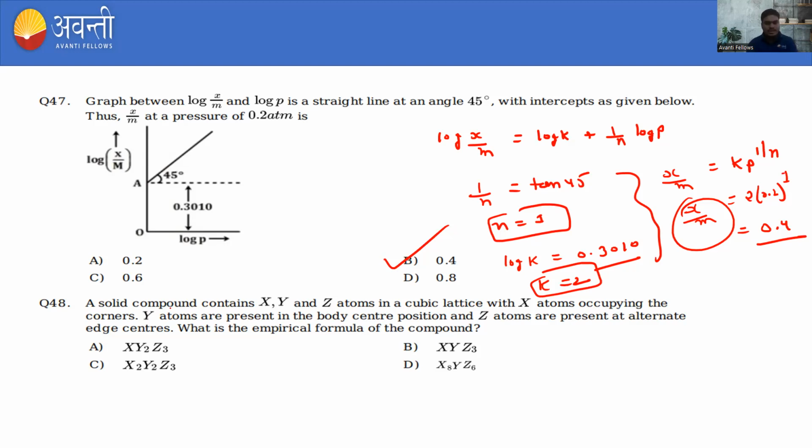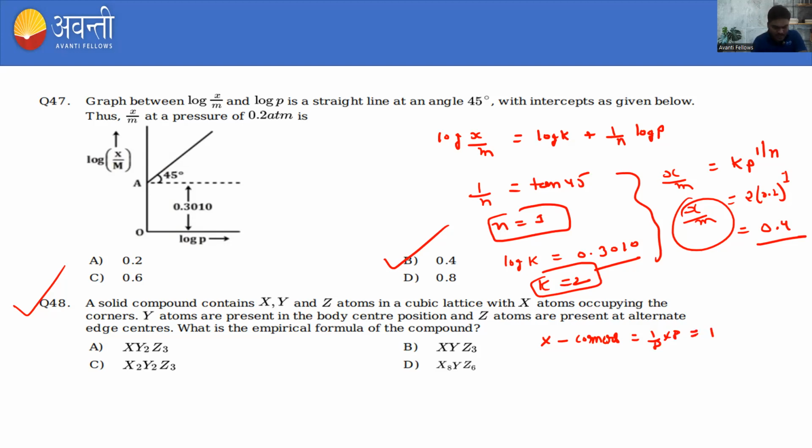Chalo. Let's move to question number 48. A solid compound contains X, Y, Z atoms in a cubic lattice with X atoms occupying the corners, Y atoms present at the body center position, and Z atoms present at the alternate. So you have to identify the formula for this. Okay? Let's see quickly what the formula will be. Since atom X is present at the corner, so X atoms are at the corners, and we all know the contribution at a corner is 1/8. So 1/8 into 8 is equal to 1.